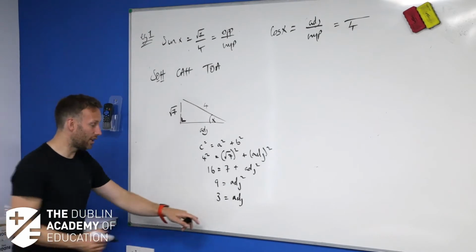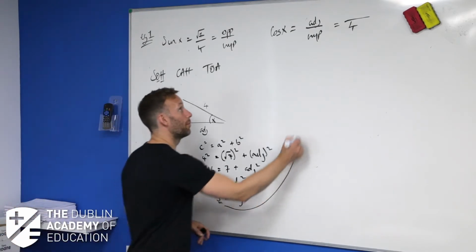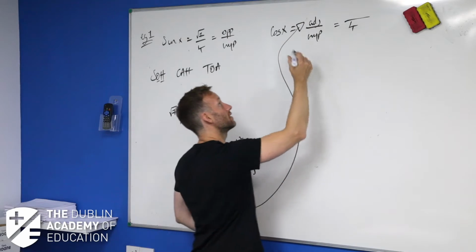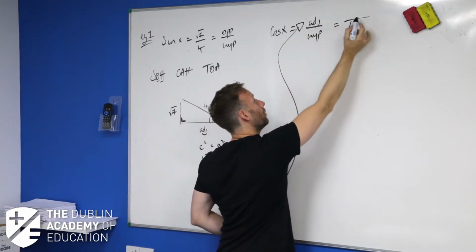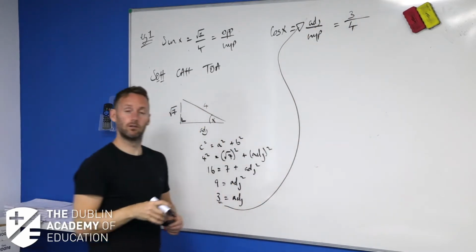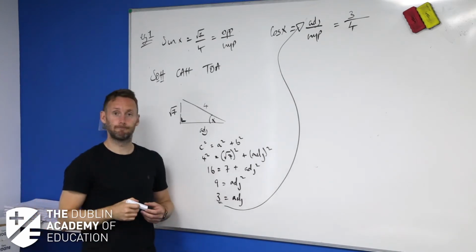And then we take that value of the adjacent, which is 3, and we bring it back up here. So cos x, which is equal to the adjacent over the hypotenuse, must be equal to 3 over 4. Right? And that's it.